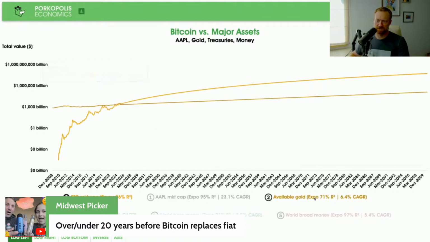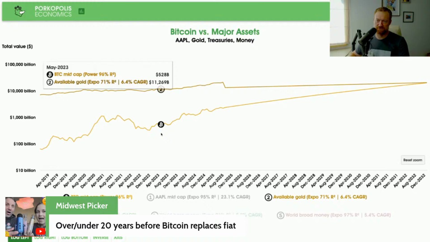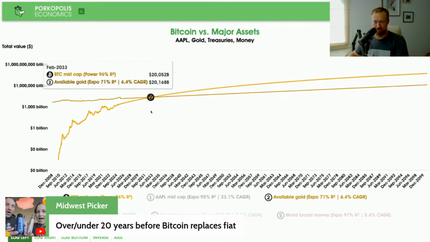Let's look at just gold. All right. As you see, we're way above trend for gold. So if I just go back to trend, which I have to, I'm not doing anything fancy, it's 2033. At 20 trillion is the number we cross.